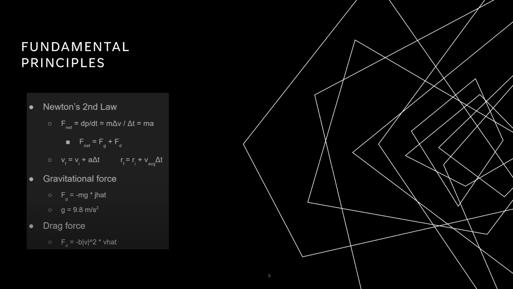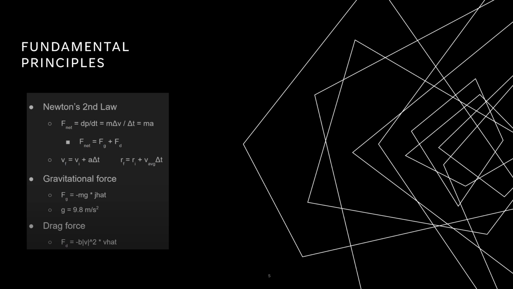Here, we can look at the fundamental principles and the equations we will need in order to better understand this lab. Firstly, we have Newton's second law, which states that F net is equal to ma. However, this could also be written as F net is equal to dp/dt, or F net is equal to m times change in v over change in t.